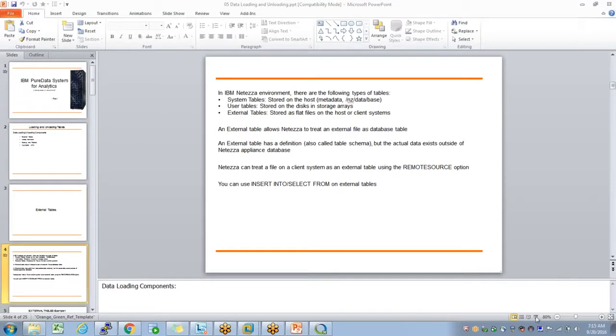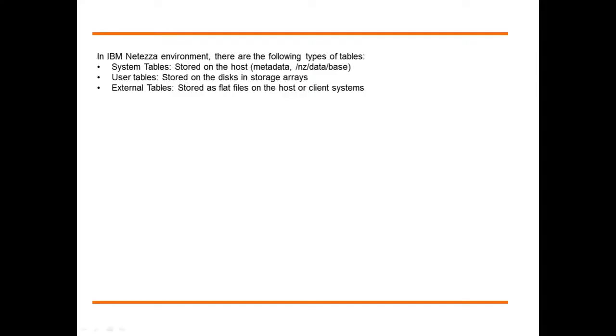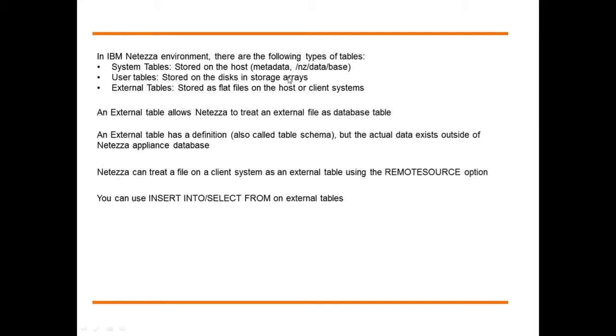An external table is nothing but a table where the metadata still gets stored in the base directory. It's just that the actual data of the table does not get stored in the storage arrays. So the name itself says external. The table is external to the storage arrays. An external table allows Netezza to treat an external file as a database table. An external table has a definition, but the actual data exists outside of the Netezza appliance database, that is, outside of the storage arrays.